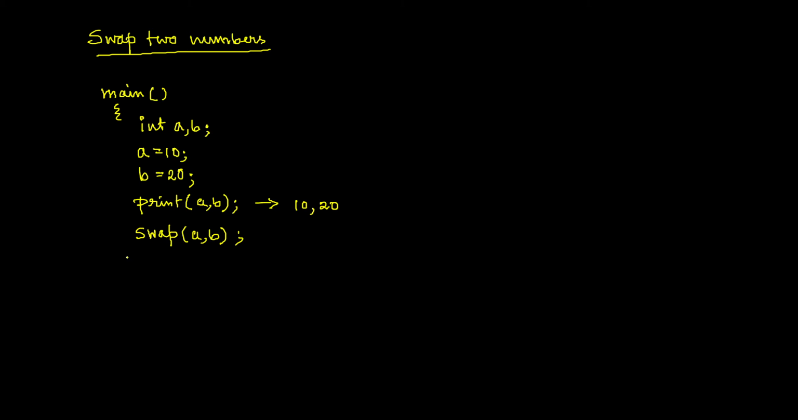So what will happen? Naturally, I can say that swap is a void function. So I can easily write void swap, and I will take two variables here, say int x and int y. You may take int a and int b also. The reason is that this a and b and that a and b are totally different. Although the name is the same, their location is different. The scope of this a and b is different.